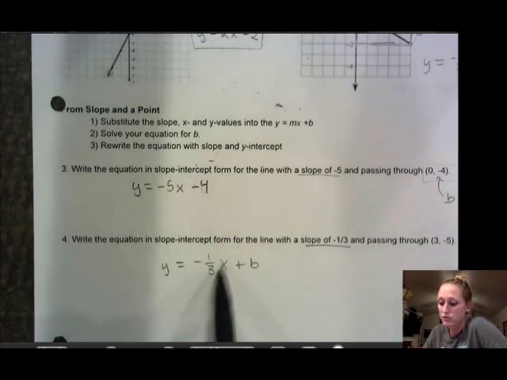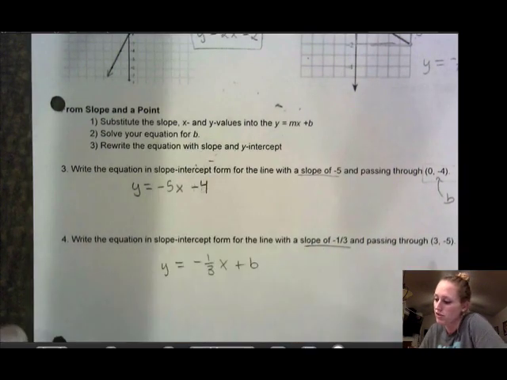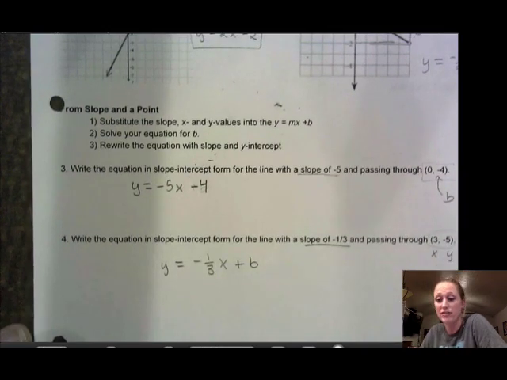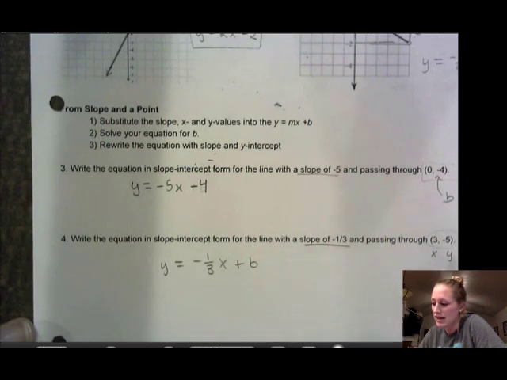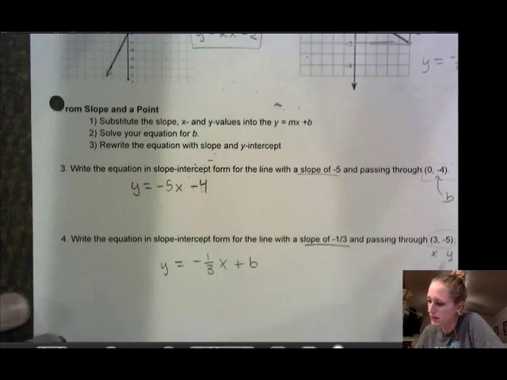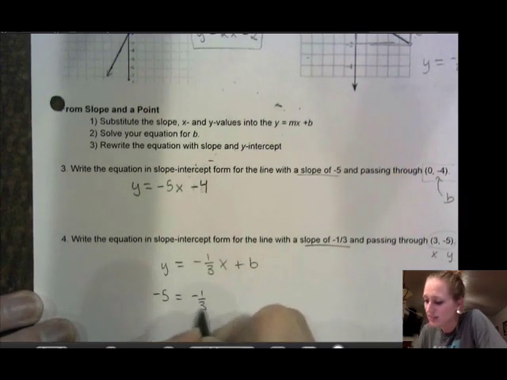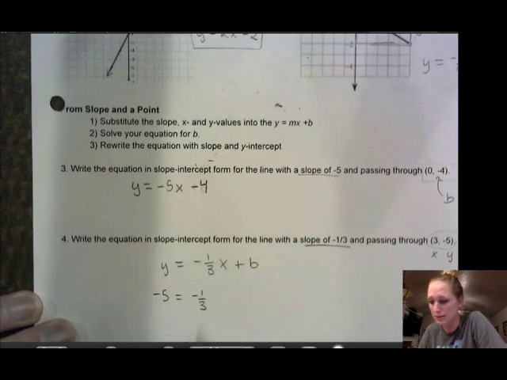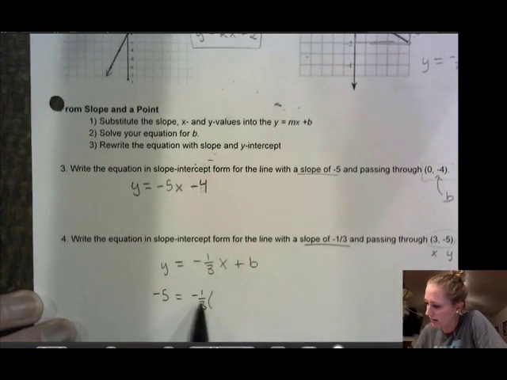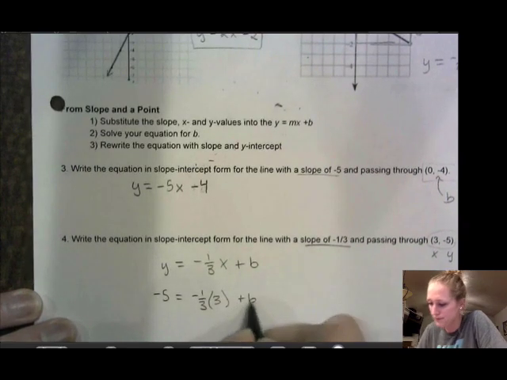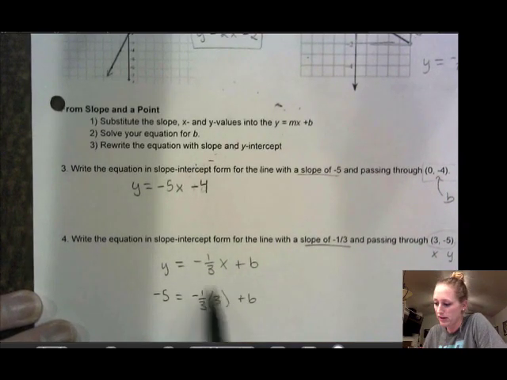So we have our slope already in there. We are going to use this point. That is an x value, and that's a y value that are on this line. So I'm going to substitute 3 in for x and -5 in for y, and we can solve for what b should be. So I'm going to put -5 in for y, keep the slope there, and it's -1/3 times x. So I'm going to get negative 1/3 times x. I'm plugging in 3 for x. Don't know b.